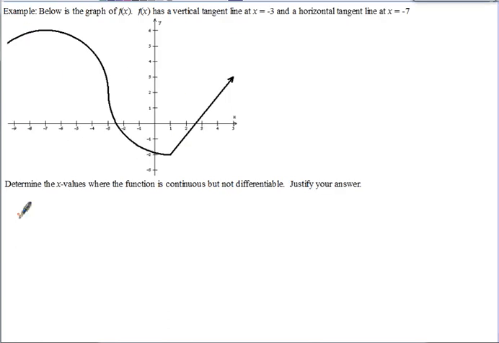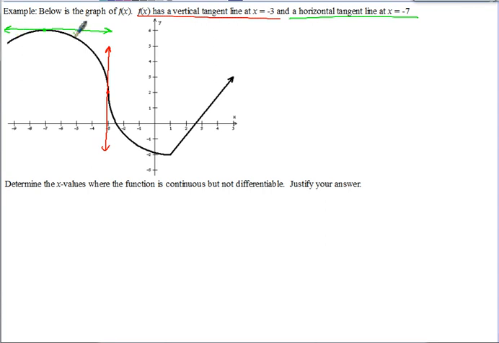Now let's take a look at one where you're given the graph. It says below is the graph of f of x. F of x has a vertical tangent line at x equals negative 3. Well, that's just telling you right where it is. So you don't have to guess about where it is or if it's exactly vertical. And a horizontal tangent line at x equals negative 7.